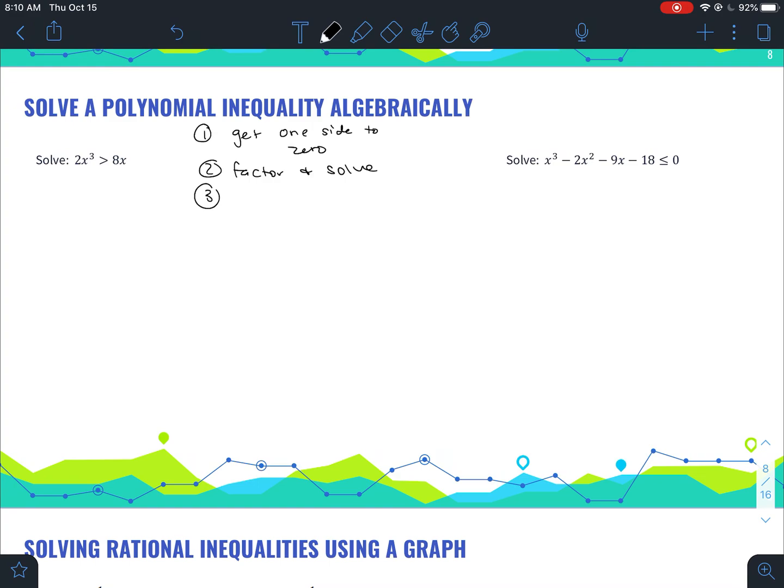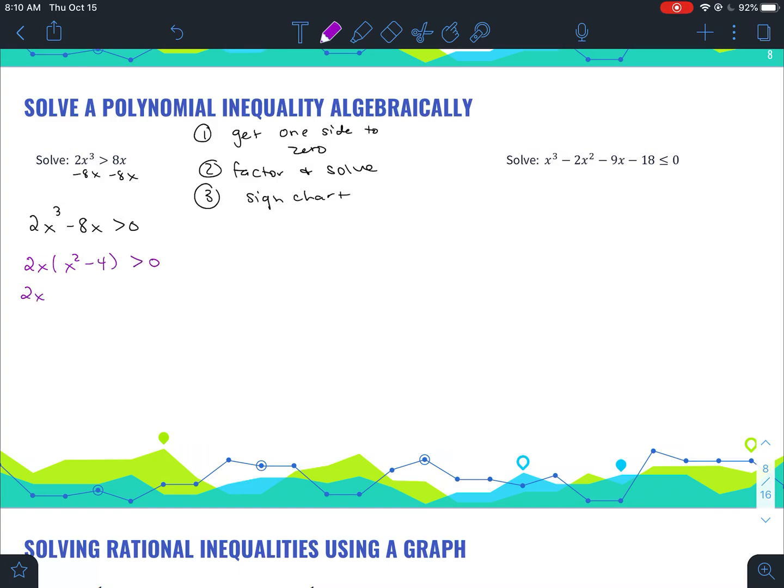And then we're going to make something called a sign chart. So let's go through those first two steps. So we have 2x to the third, and I'm going to subtract the 8x over so that one side is 0. Then we factor. I can factor out a 2x from both of those, and I'm going to be left with x squared minus 4.